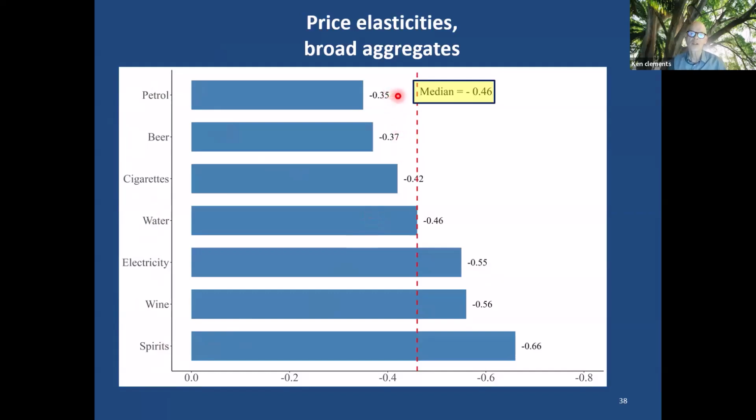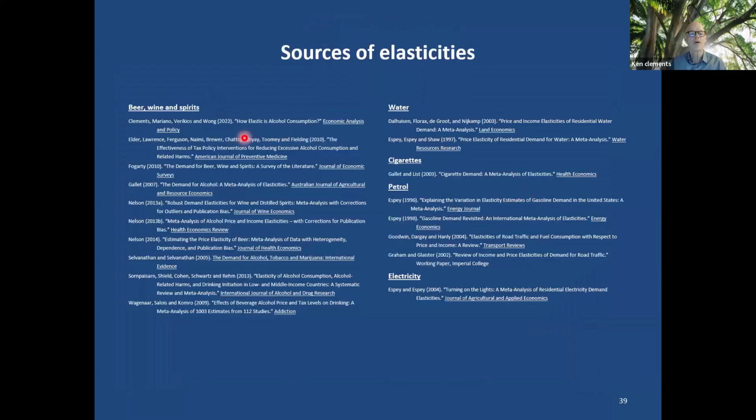Petrol has a price elasticity of minus 0.35, beer minus 0.37, cigarettes minus 0.42, minus 0.46 for water, minus 0.55 for electricity, minus 0.56 for wine, and minus 0.66 for spirits. The median of all of those is minus 0.46. Now, where do these numbers in this chart come from? They come from various meta-studies and reviews.